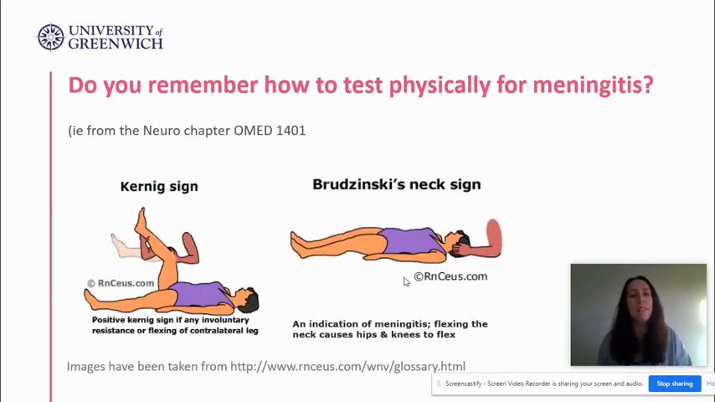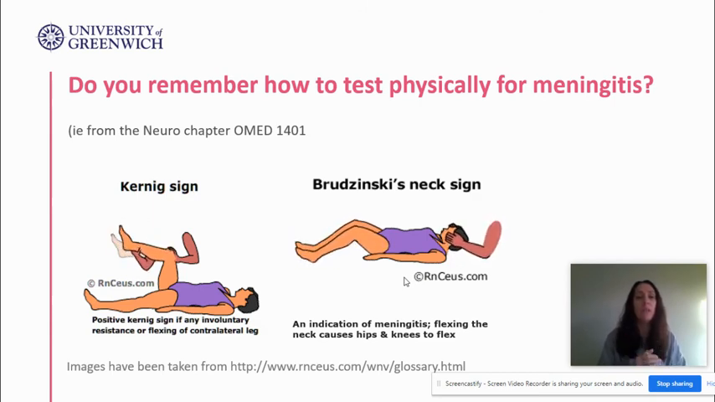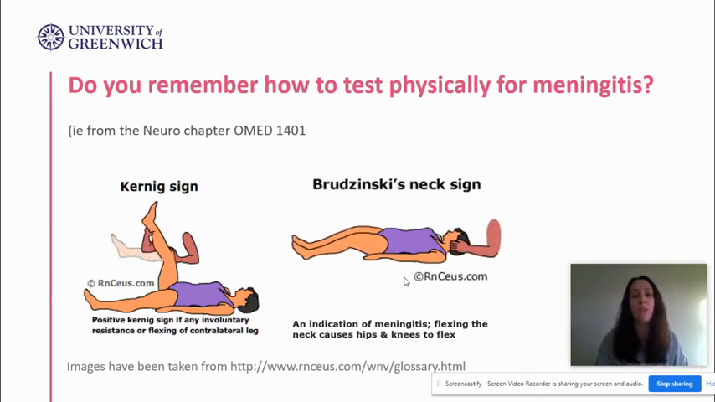Do you remember how to test physically for meningitis? This is pretty neat. I like this. It's obviously motion there for you to have a look at the various tests. So in our neurological assessments, we looked at Koenig sign and Brudzinski sign. So essentially, we are irritating the meninges. You can see a demonstration here of how to do the tests.